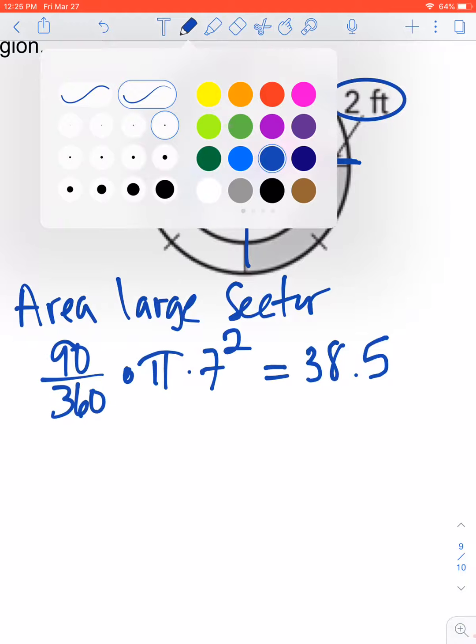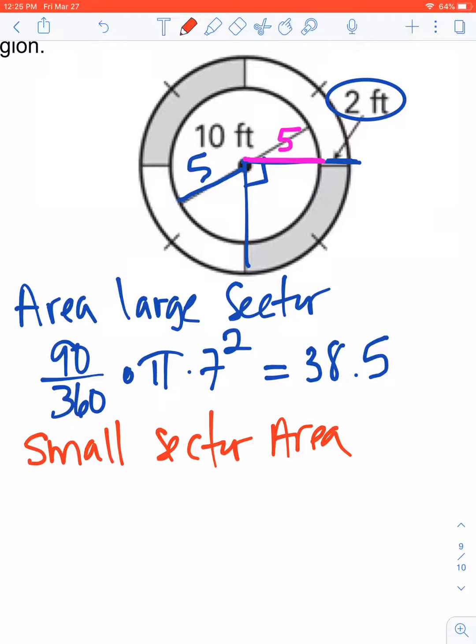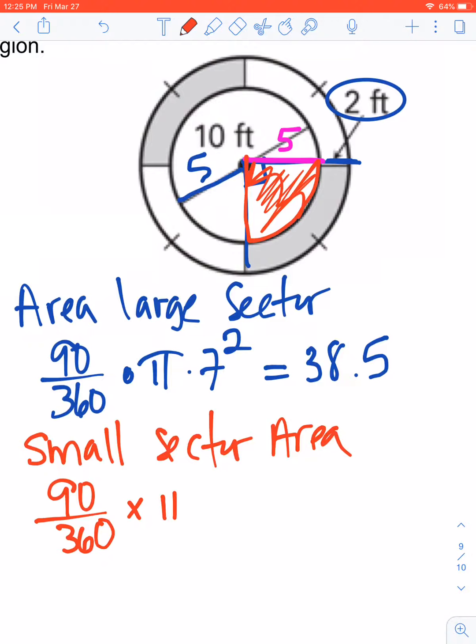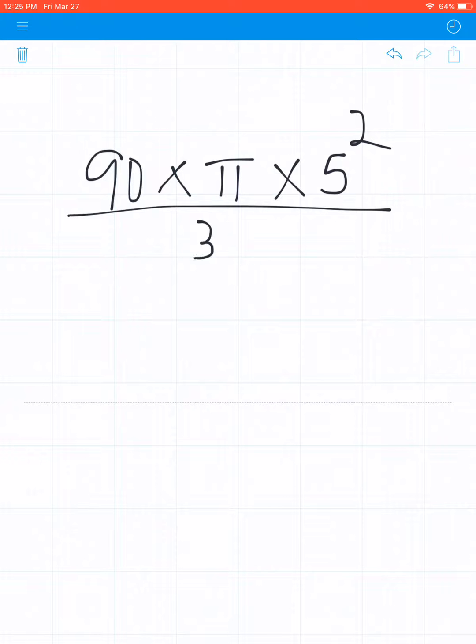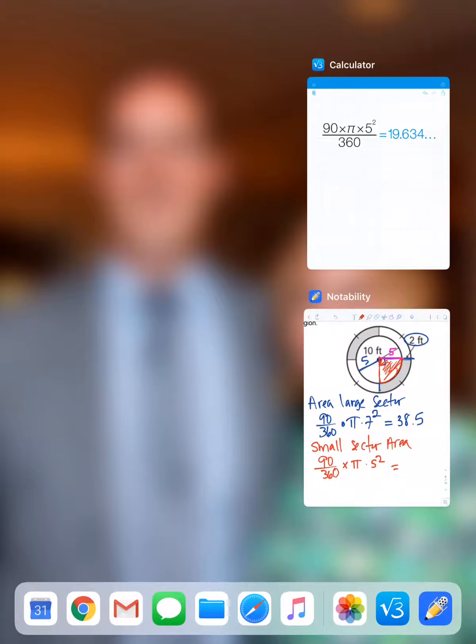Now let's find the area of the smaller sector. So what do I mean by that? We're finding just this piece. So again, it's still a 90-degree central angle, but now the radius is just only 5. So we're going to do 90 times pi times 5 squared all over 360, and that gives me 19.6.